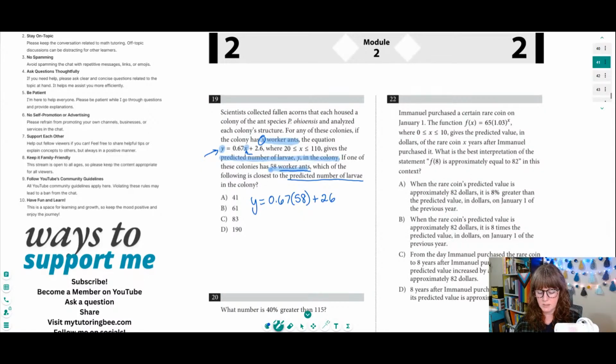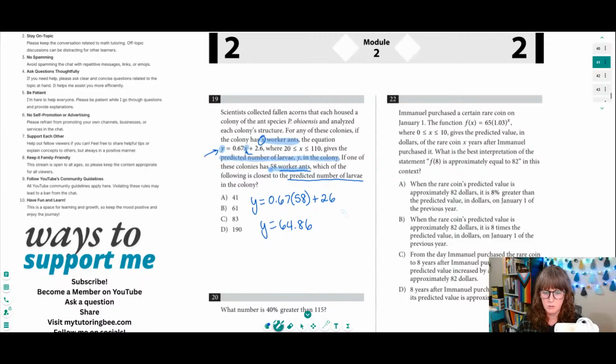So let's go ahead and do that. I'm going to pull up my calculator here. Okay, there we go. So 0.67 times 58 plus 2.6, that gives us Y would equal 64.86. And that is, did I do that right?